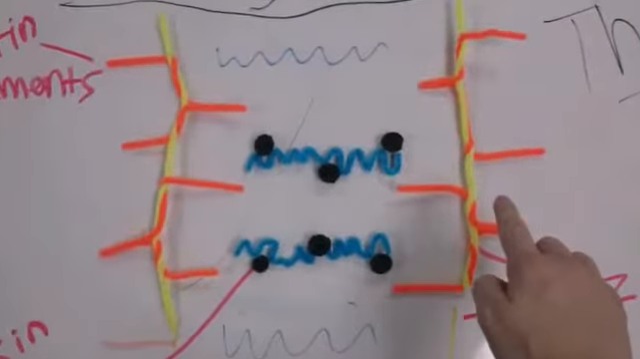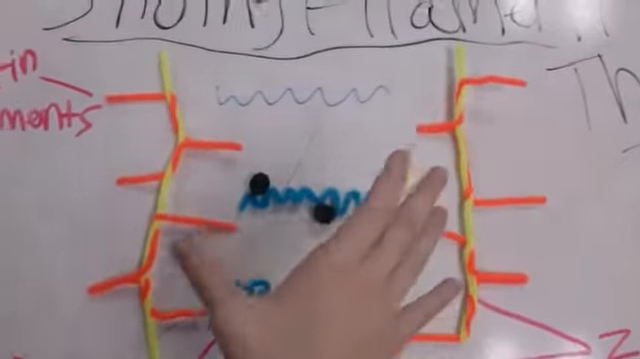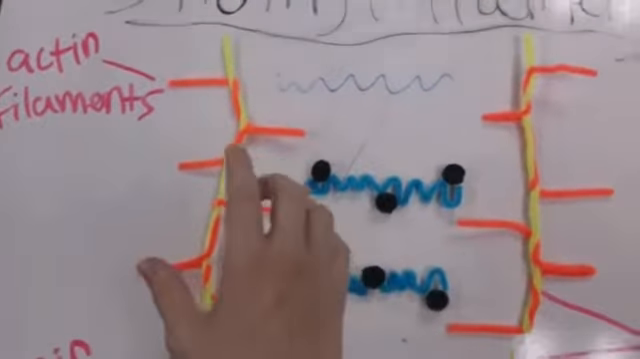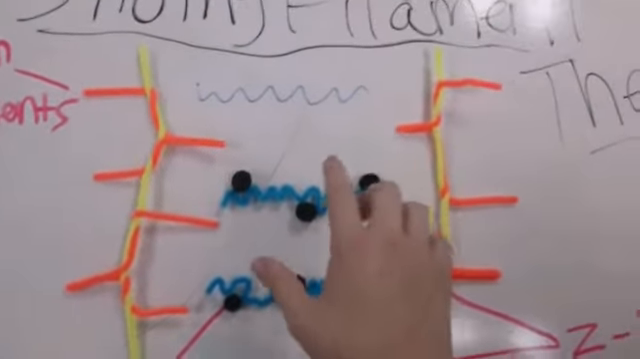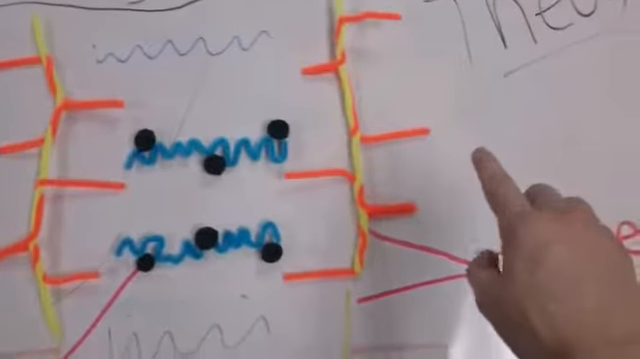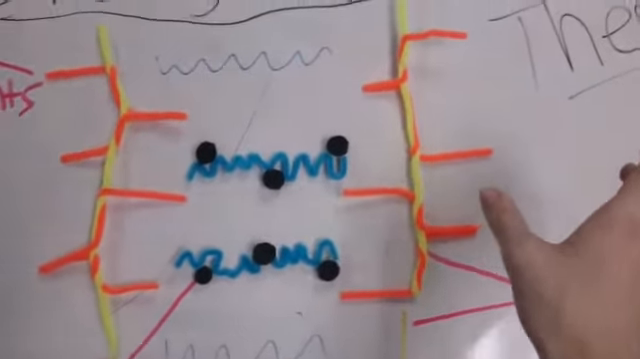The Z line on the sarcomere separates the dark bands, which is the actin filaments and the myosin, and the light bands, which is only the actin filaments.